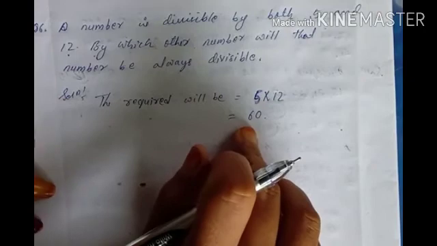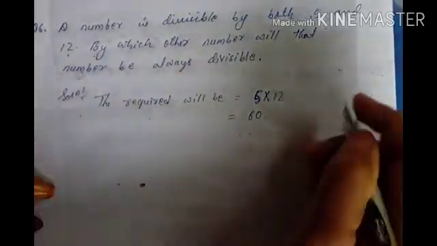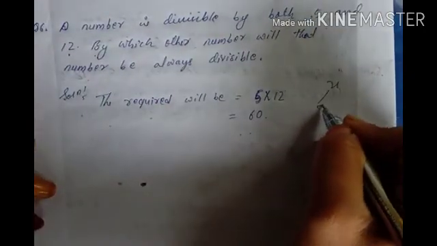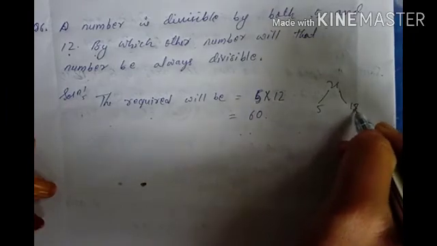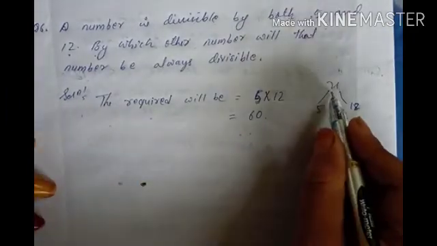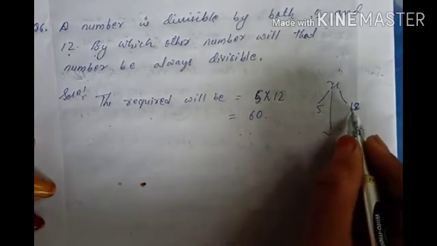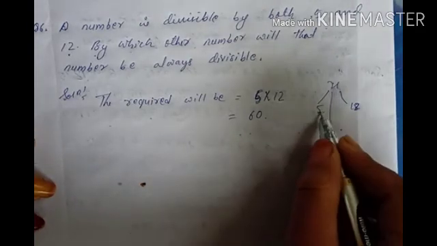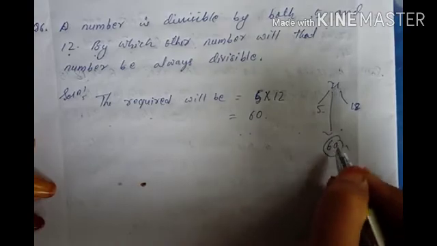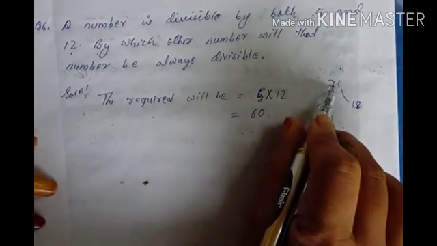Hope you have understood, because there is one number x. Now x is divisible by 5 and also by 12. And you have to find one more number which is divisible by this number. So that number will be a multiple of these two numbers. What is the multiple of 5 and 12? It is 60. Now 60 is the number which will be divisible by that number.